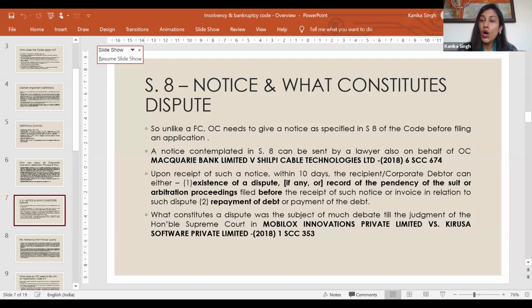Now, when we say what is a dispute for a recipient to raise to reject an application under section 9 for insolvency, this was the subject of a lot of debate till the judgment of the Honorable Supreme Court in Mobilox Innovations versus Kirusa Software. In fact, even after this judgment, this continues to be one of the most heated topics that are debated, because in every matter before the NCLT, the corporate debtor will try showing that there is a dispute with regards to the debt, and obviously the applicant will try showing that there is no such dispute. So we can briefly see what Kirusa dealt with in the next slide.